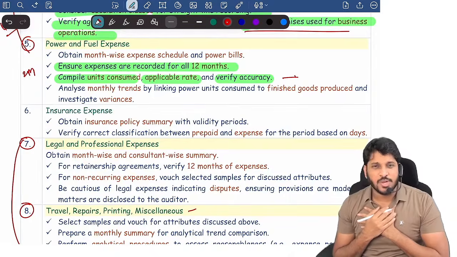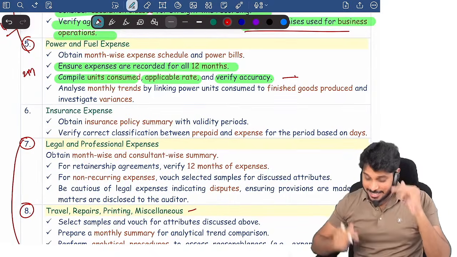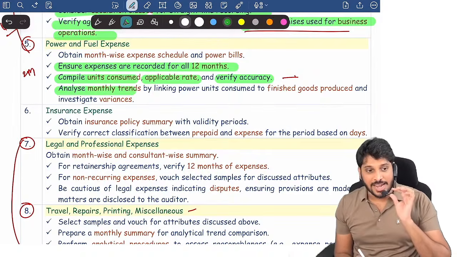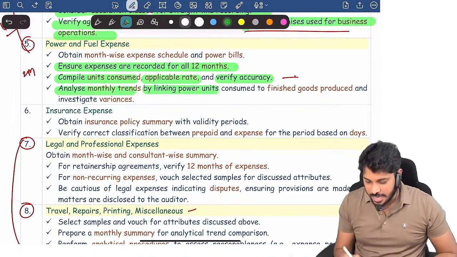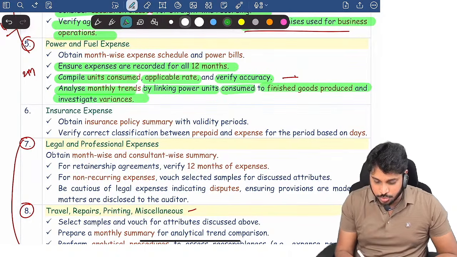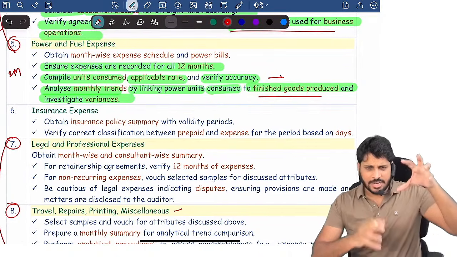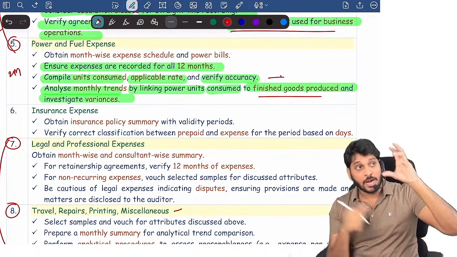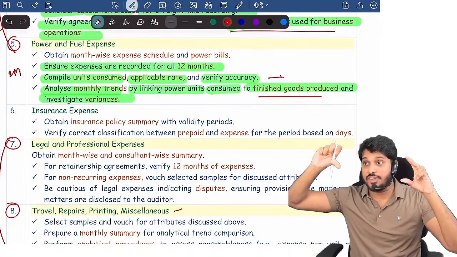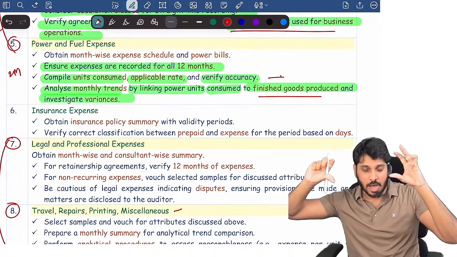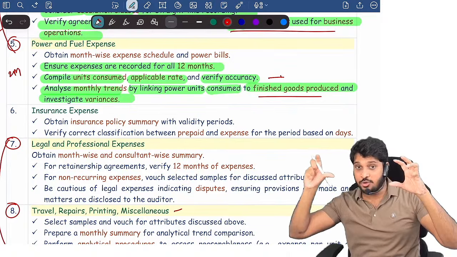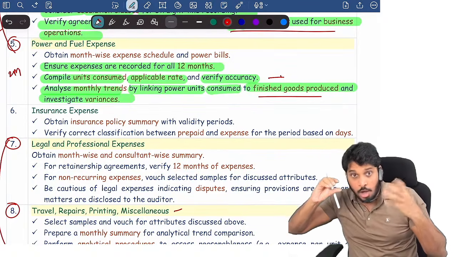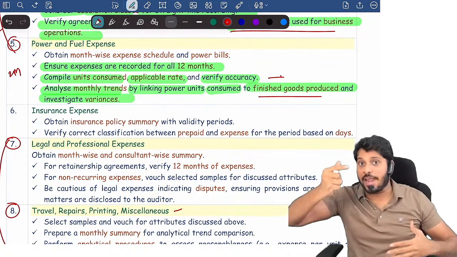Generally these points we did in olden days, now we don't do, but in the exam you should write like this only, getting it? And we should analyze monthly trends by linking power units consumed to finished goods produced. For example, we are doing the audit of the 25-26 financial year, Q1, Q2, Q3, Q4. In Q1, April month, how much finished goods we produced, how much is the power bill. In May, how many goods we produced, how much is the power bill. If in any particular month goods produced were low, but the power bill was very high, you need to inquire into it.